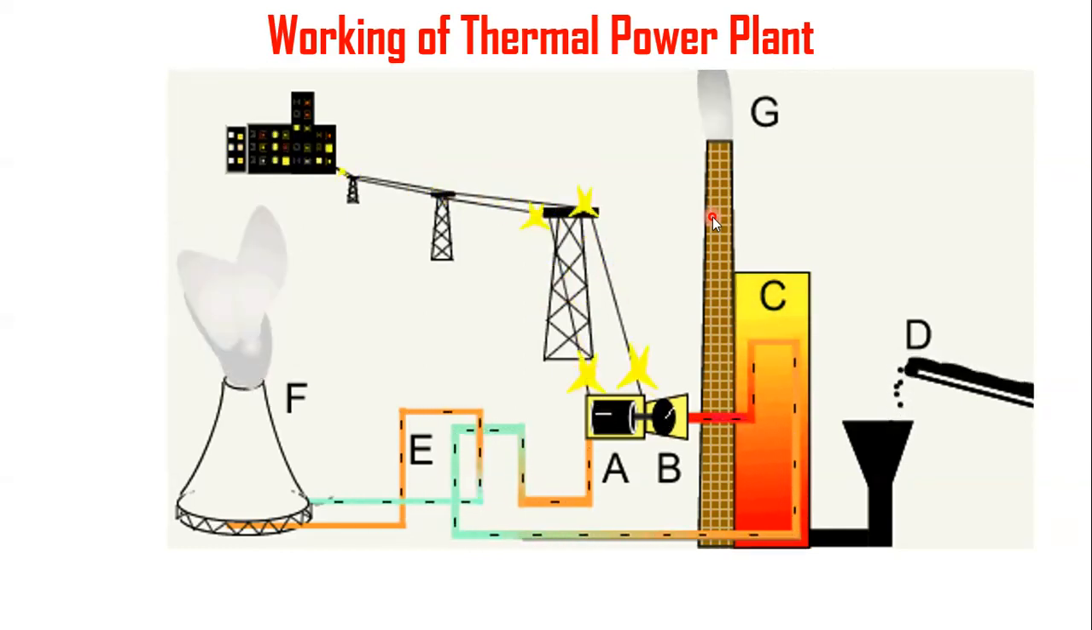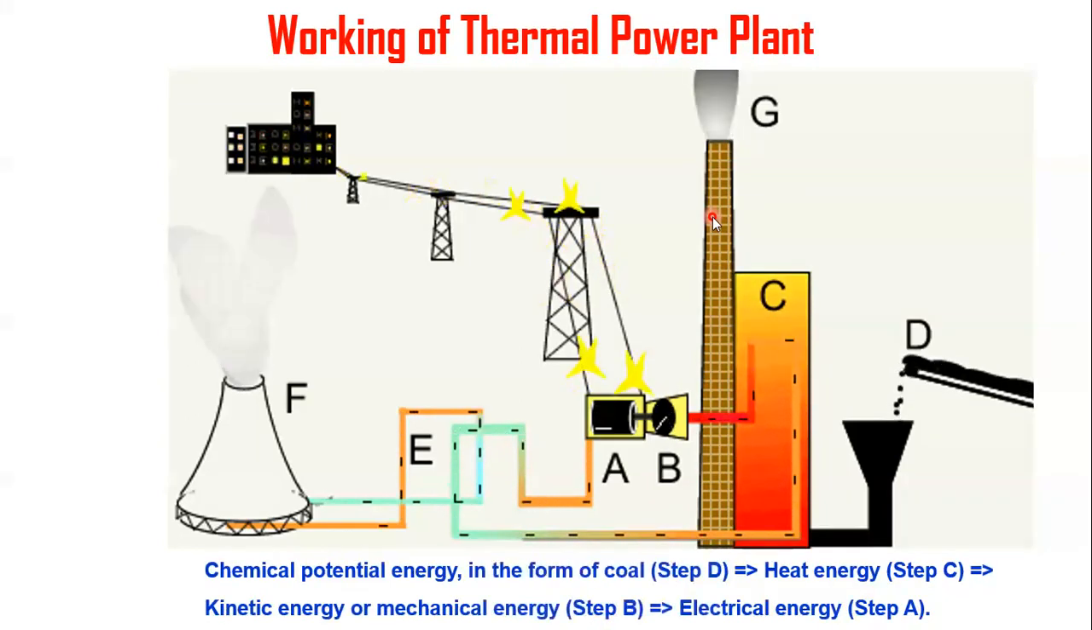process in this thermal power plant, is here, this one. This chemical energy, see how this energy is converted. First coal is sent into the boiler. Is it right or not? So what is meant by coal here? Chemical potential energy in the form of coal, present in D, is first converted into heat energy in step C. Here the furnace is there, furnace or boiler. Now after that heat energy is converted into kinetic energy or mechanical energy in step B.